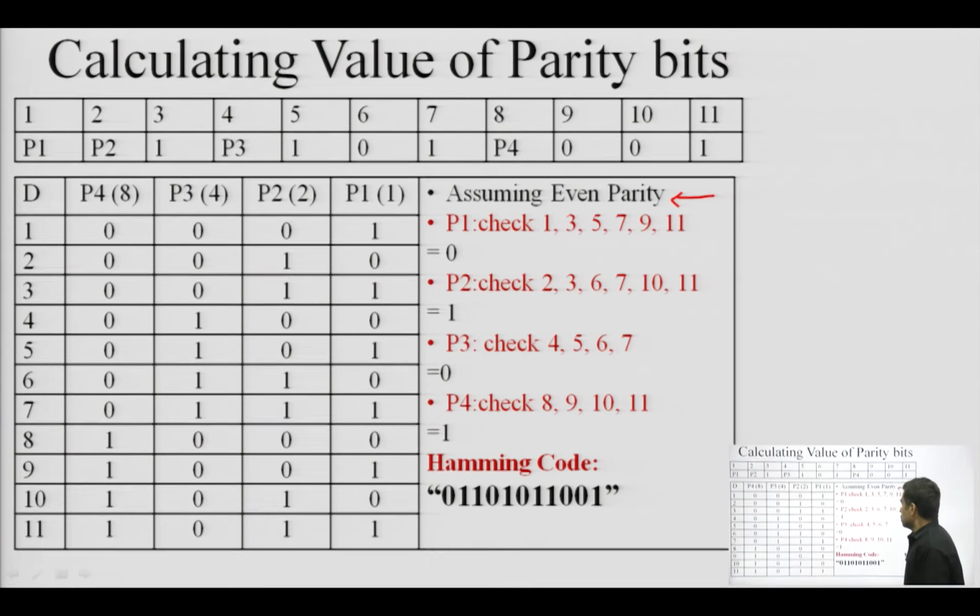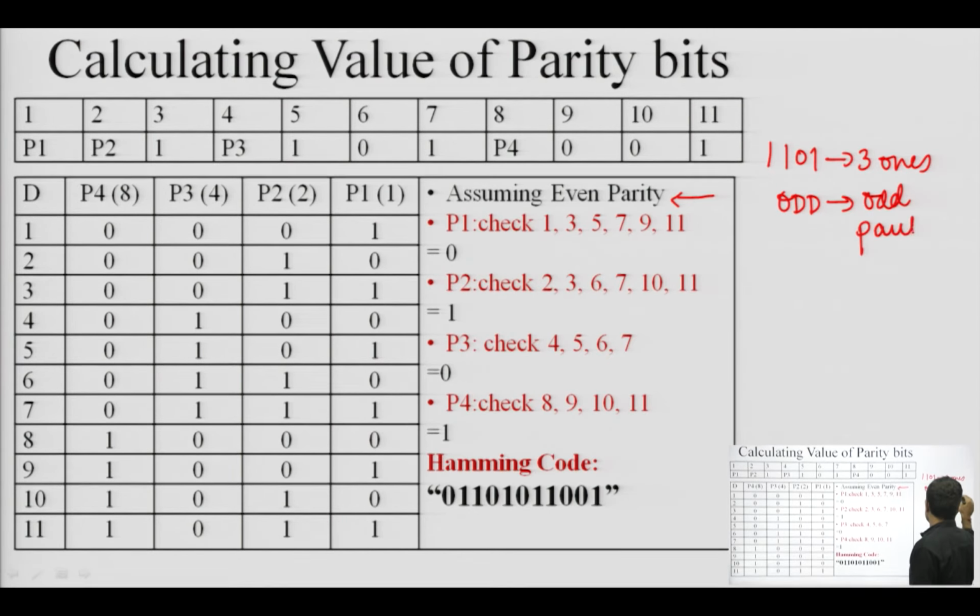The parity means the number of ones present in a message. If this is the message 1101, there are 3 ones. 3 ones means odd, that means this message has odd parity. This is the simple concept of parity. The number of ones present in a message is the parity of that message, that means whether it has an even number of ones or an odd number of ones. If the number of ones is even, then the message has even parity. If the number of ones in a message is odd, then the message has odd parity.